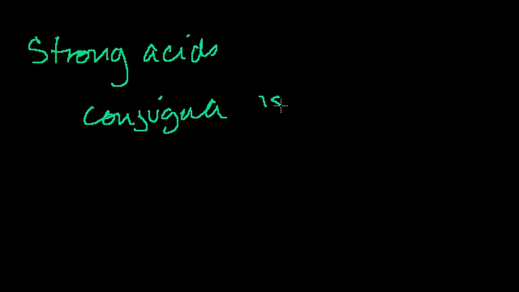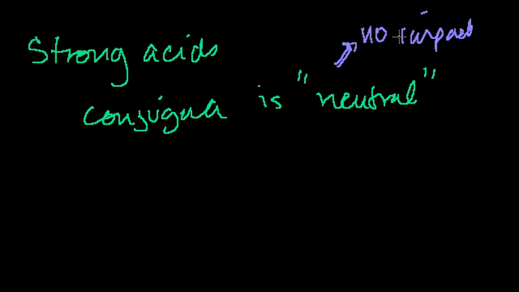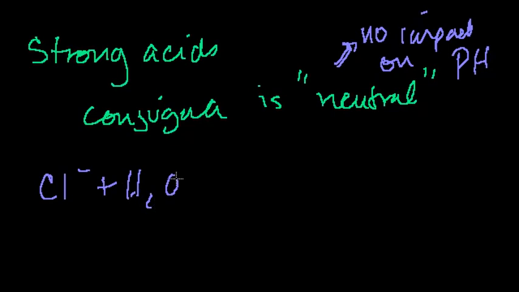So in general, you can kind of remember it, but I think it's maybe common sense that a strong acid's conjugate base is neutral in water. Neutral. So that means no impact on pH. Right? You say chlorine plus H2O. You're essentially still going to have chlorine plus H2O. You're not really changing the concentration.